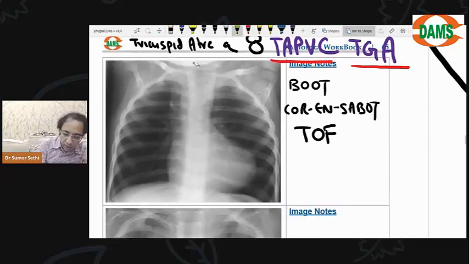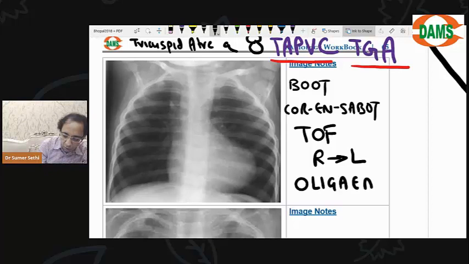Because the lung, this is a right to left shunt called as tetralogy of Fallot. And in this patient, the lungs have oligemia. Clear? Boot-shaped heart, cor en sabot, tetralogy of Fallot with oligemia. Very good. Now I can see, a lot of you are able to answer.